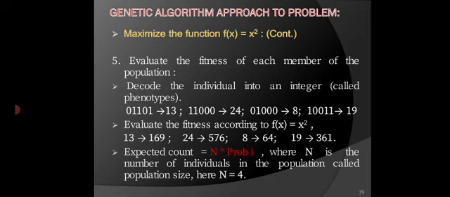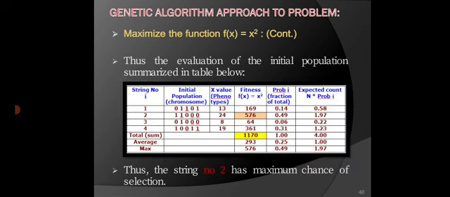So for x equal to 13, we get f(x) value 169. If x is equal to 24, we get f(x) value 576. x is equal to 8, 64. When x is equal to 19, f(x) is equal to 361. Now, expected count. Expected count is equal to n times probability p_i, where n is the population size. We have assumed the population size n is equal to 4. Thus, the evaluation of the initial population is summarized in the table below.